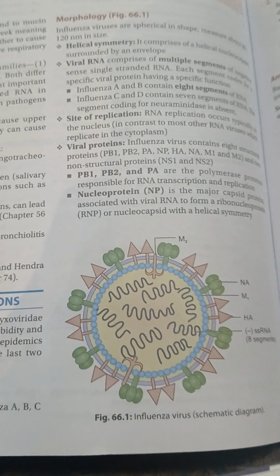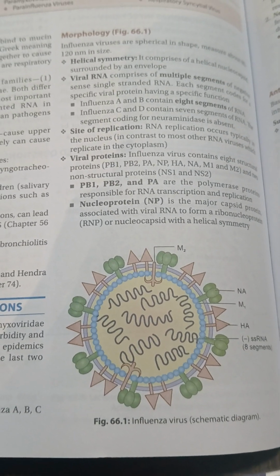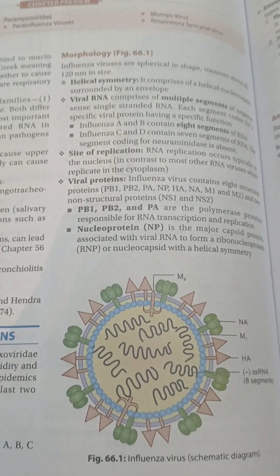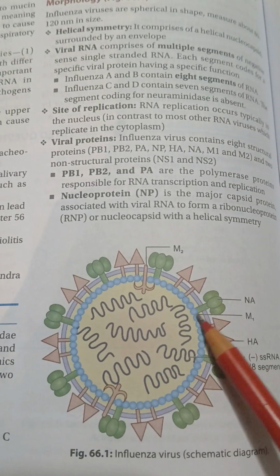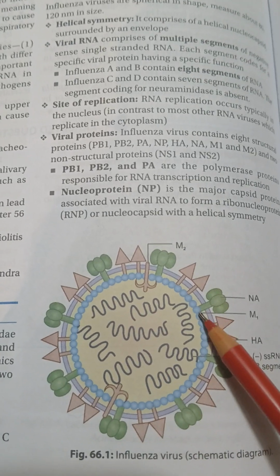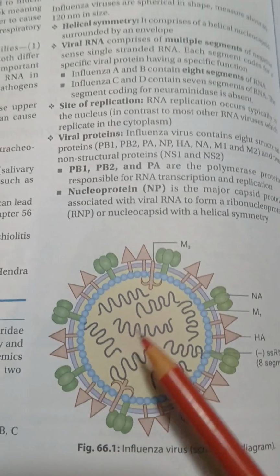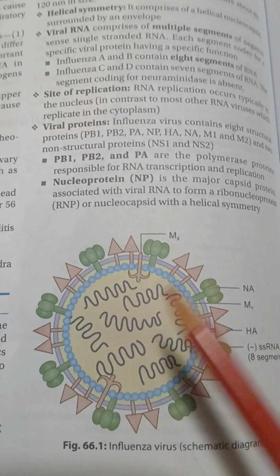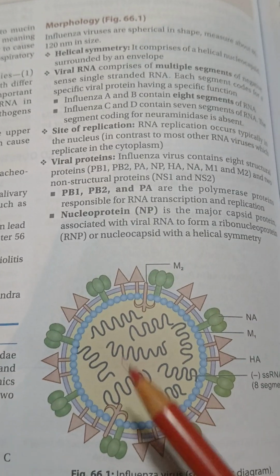So the influenza virus is roughly 80 to 120 nanometers in size, and it has a helical symmetry because we say that it has a helical nucleocapsid. This entire blue matrix protein, the inside part, is called the nucleocapsid. This is a helical nucleocapsid which is surrounded by an envelope. Let's see it in more detail. So discussing influenza virus, as discussed, it is 80 to 120 nanometers in size.